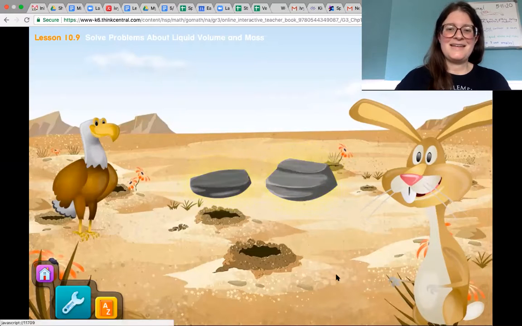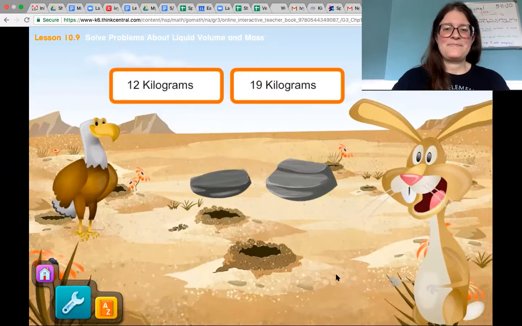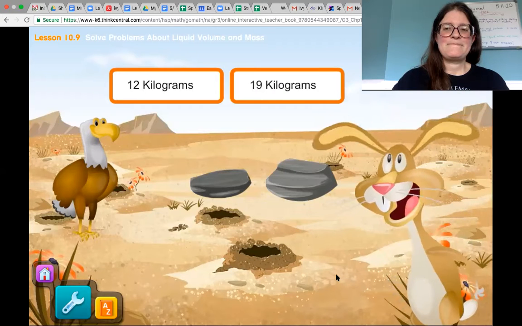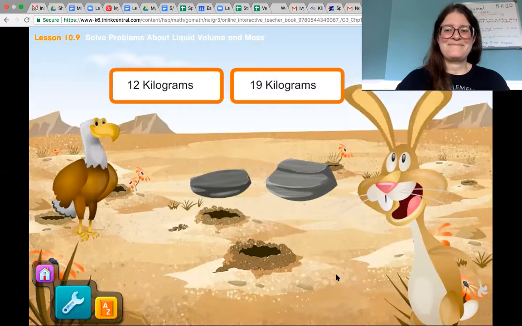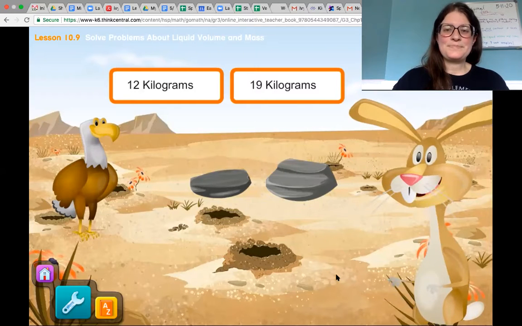it. One rock has a mass of 12 kilograms. The other rock has a mass of 19 kilograms. Ellie and I want to know the total mass of the two rocks. How can we figure it out? Maybe we can make a model to help. Let's learn about using models to solve math problems. Come on.